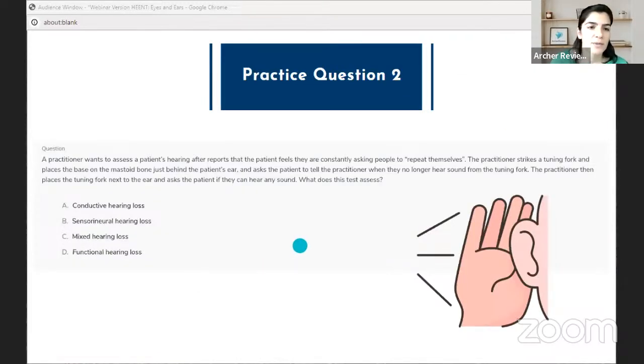All right, last practice question. A practitioner wants to assess the patient's hearing after reports that the patient feels they are constantly asking people to repeat themselves, so they're having some hearing loss. The practitioner strikes a tuning fork, so remember your technique, and places it at the base of the mastoid bone just behind the ear, so bone conduction, right? And asks the patient to tell the practitioner when they no longer hear the sounds of the tuning fork. The practitioner then places the tuning fork next to the ear and asks the patient if they can hear any sound, so air conduction. What does this test assess for? Is it A, conductive hearing loss, B, sensorineural hearing loss, C, mixed hearing loss, or D, functional hearing loss?